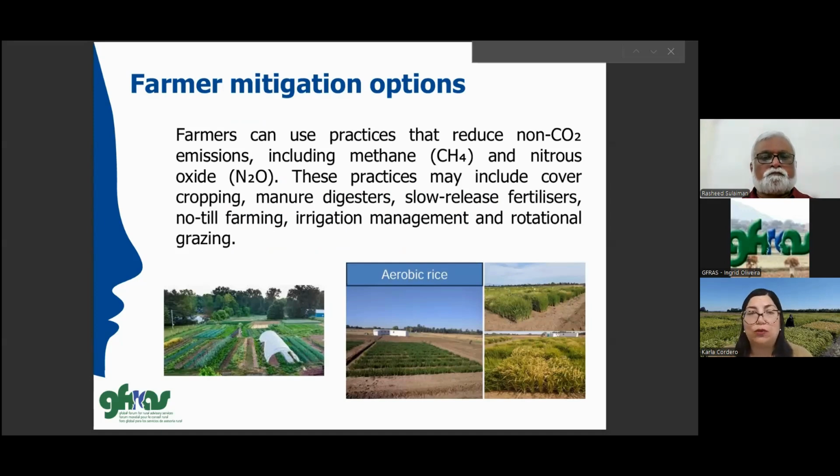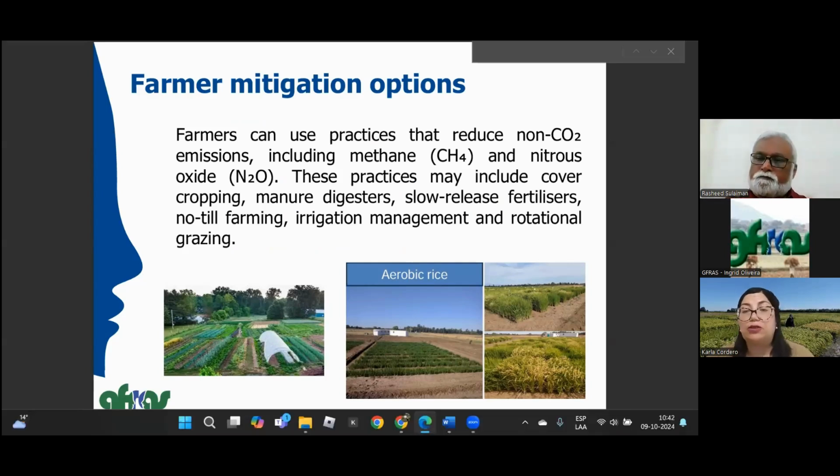What can farmers do? Farmers can use practices that reduce non-CO2 emissions, including methane and nitrous oxide. For example, practices like manure digesters, slow-release fertilizers, and cover cropping. Then you have no-till farming, irrigation management, and rotational grazing. I put a specific example here using aerobic rice. You are going to get rid of the water, and then you are not going to have methane emissions.